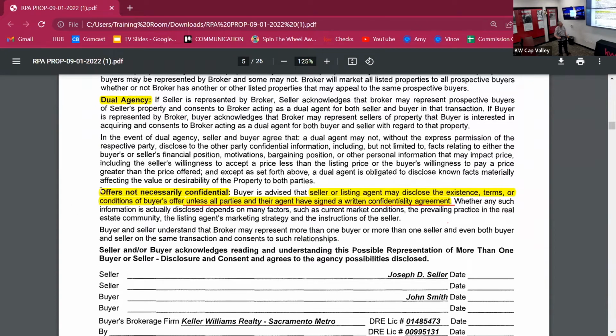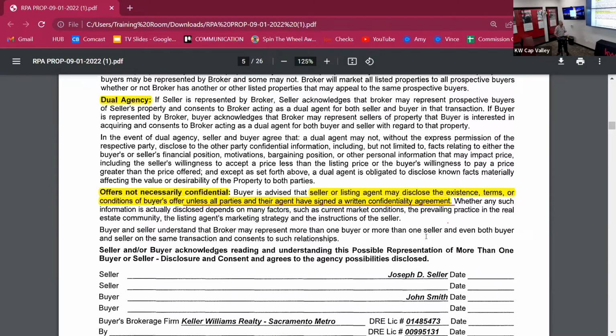The important thing I want to point out here is this paragraph right here. You notice it says, and most agents don't know this, offers are not necessarily confidential. Buyer is advised that the seller or the listing agent may disclose the existence, terms, and conditions of a buyer's offer, unless, and this is a big unless, all parties and their agents have signed a written confidentiality agreement.